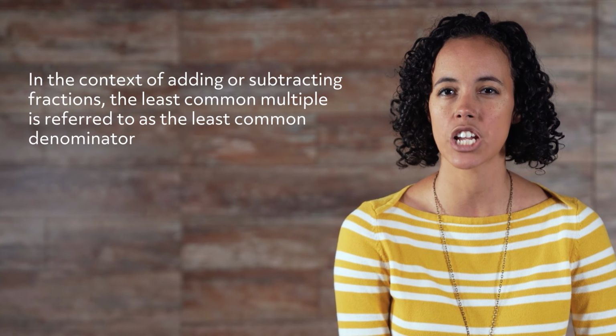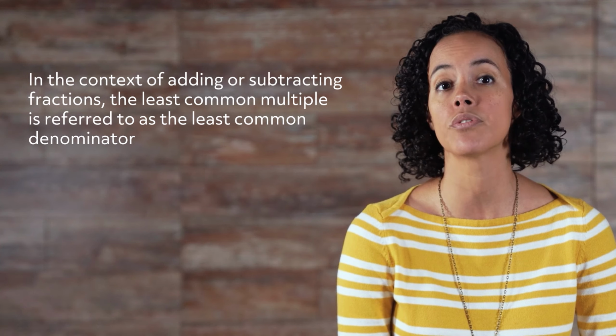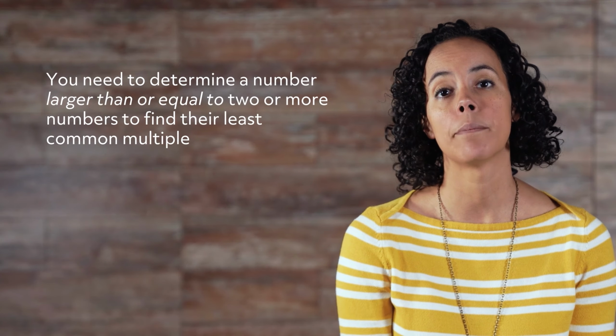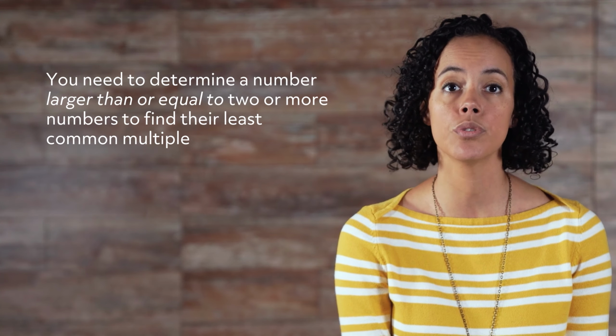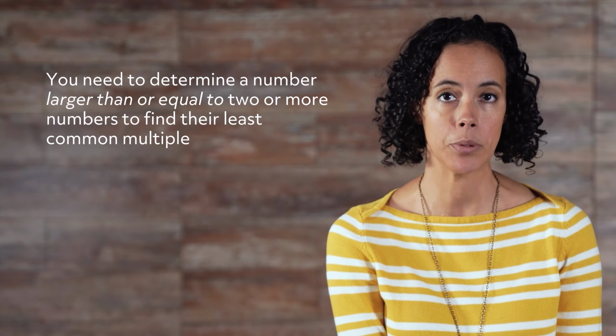In the context of adding or subtracting fractions, the least common multiple is referred to as the least common denominator. In general, you need to determine a number larger than or equal to 2 or more numbers to find their least common multiple.